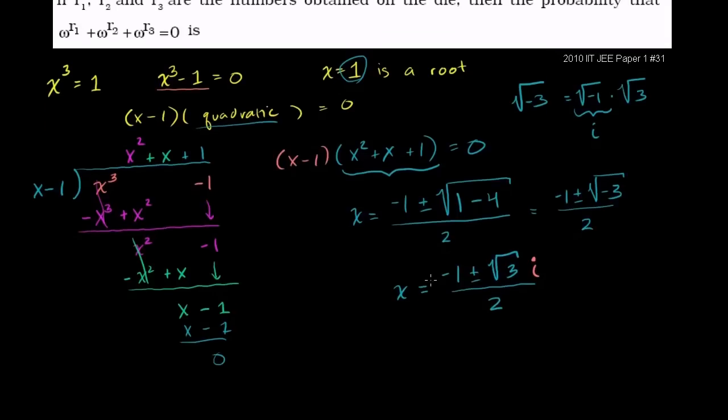So let's just say omega is equal to negative 1 minus the square root of 3i, and I'll just distribute the divided by 2. So we could call this, let me write it this way.